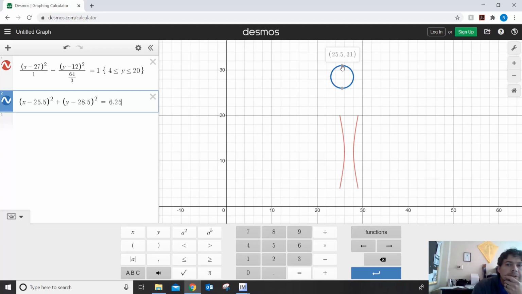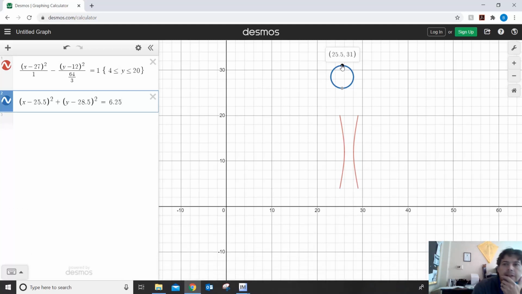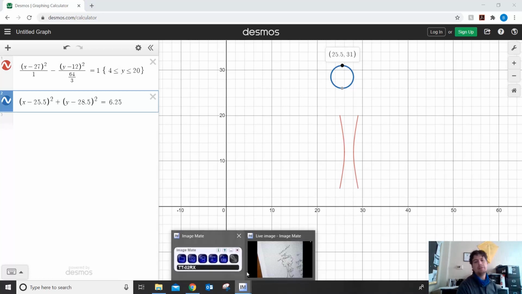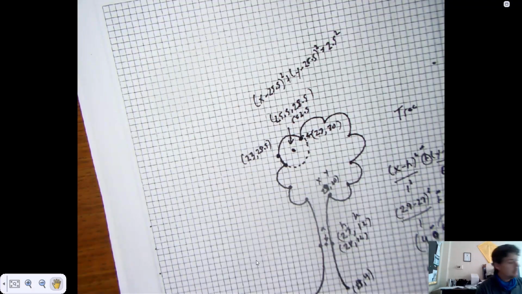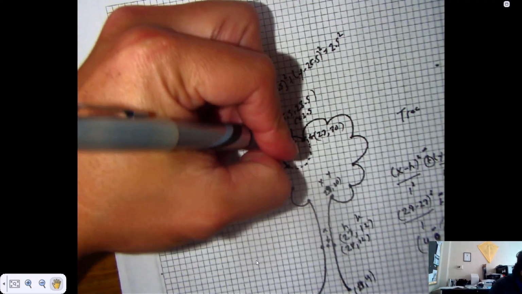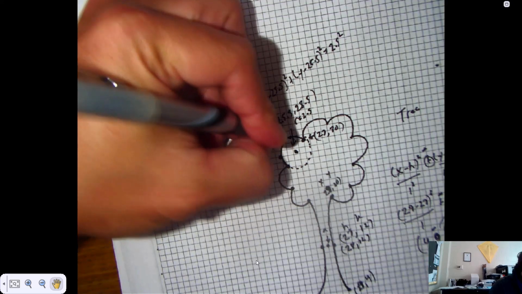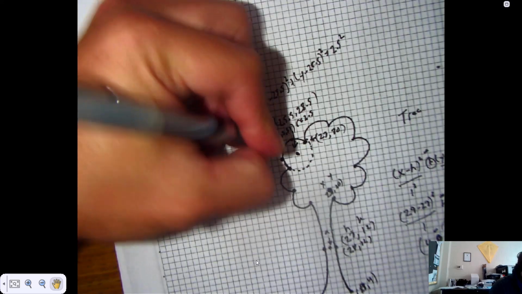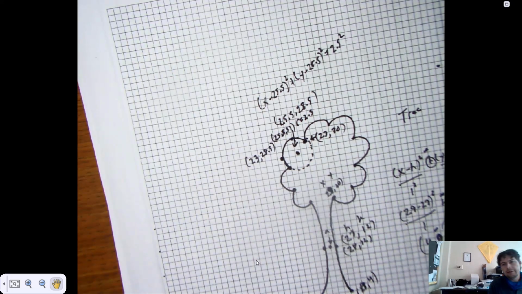Desmos gave me some points here that are worth having, like this high value here, this 25.5 and 31. I'm flipping over here because I realize I need it now. And I'm just going to go ahead and label that point. That was 25.5, 31. And things start getting kind of cluttered here. They really do. So you might do that on a separate piece of paper. I'm just doing it so you can see it on the same grid that I'm drawing on.